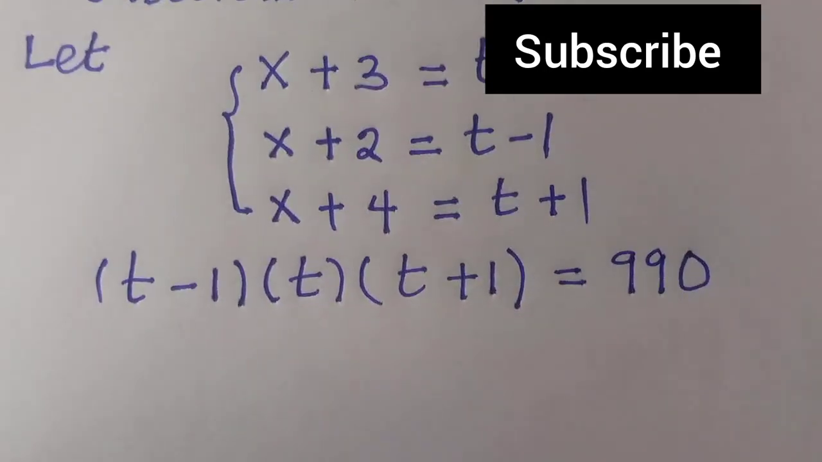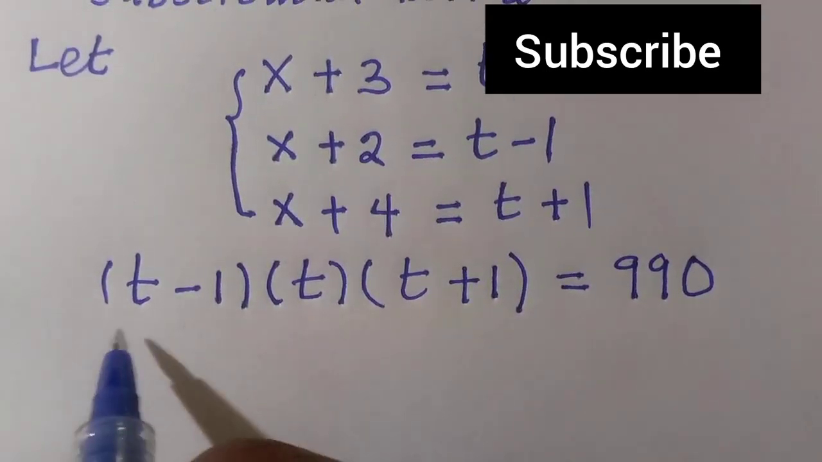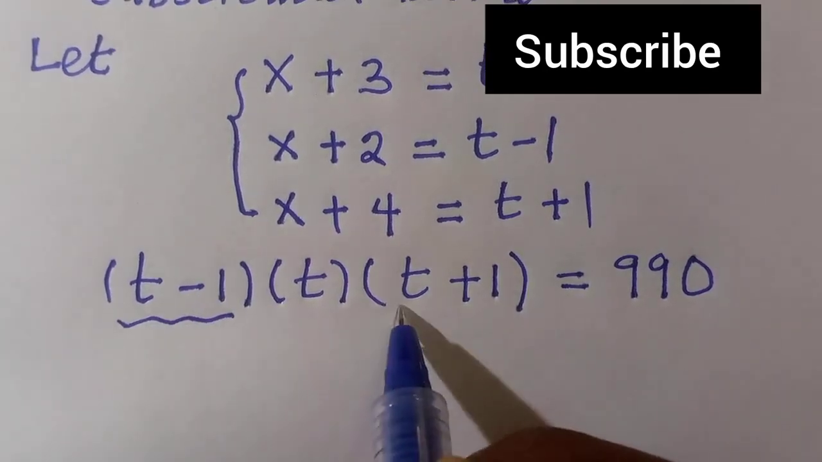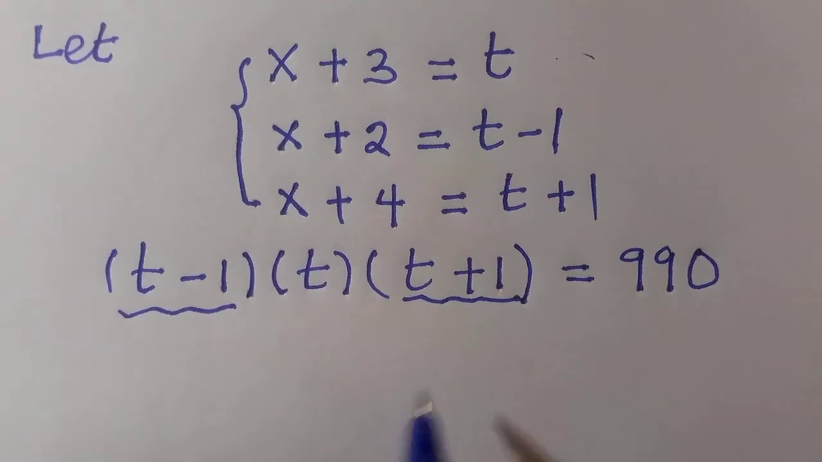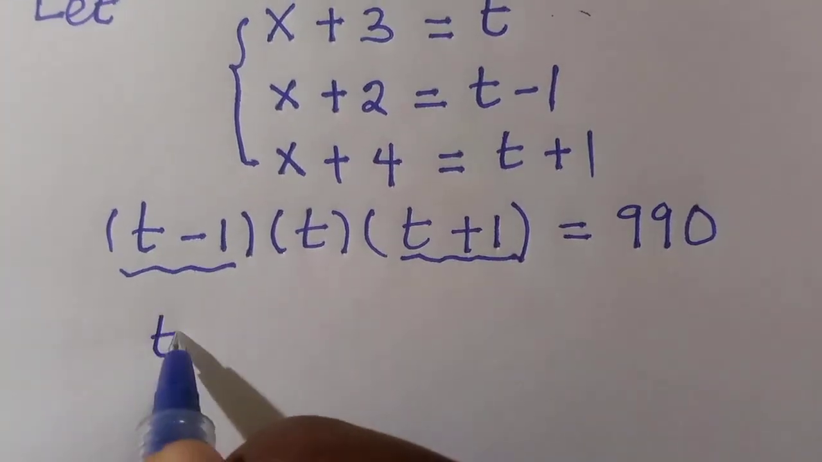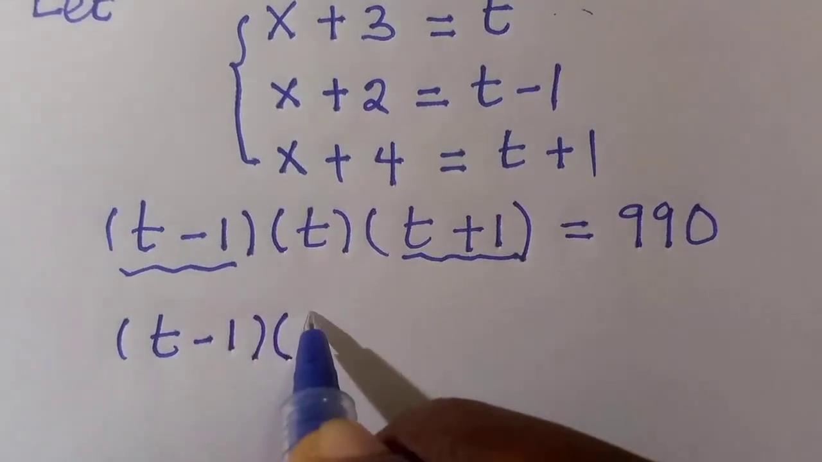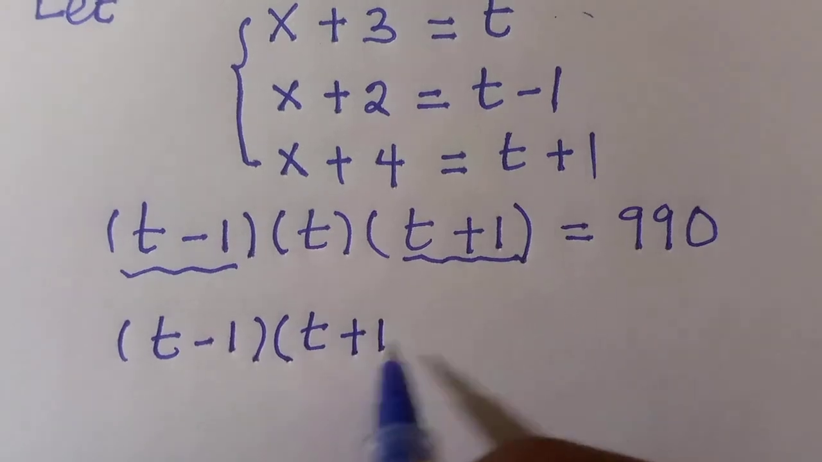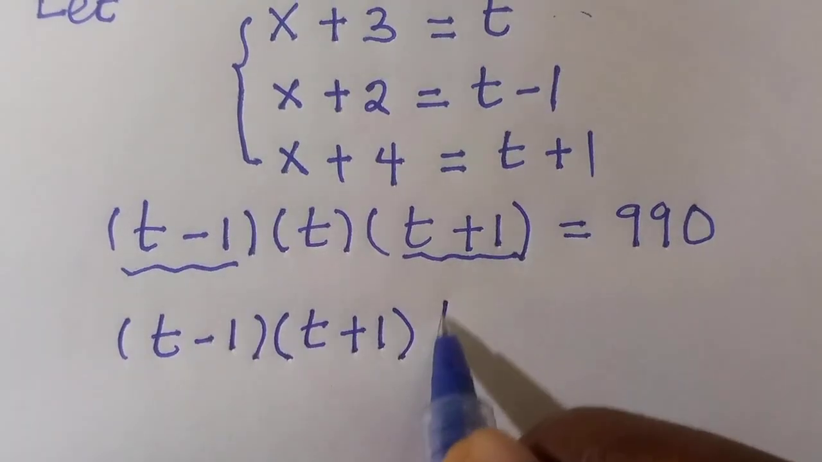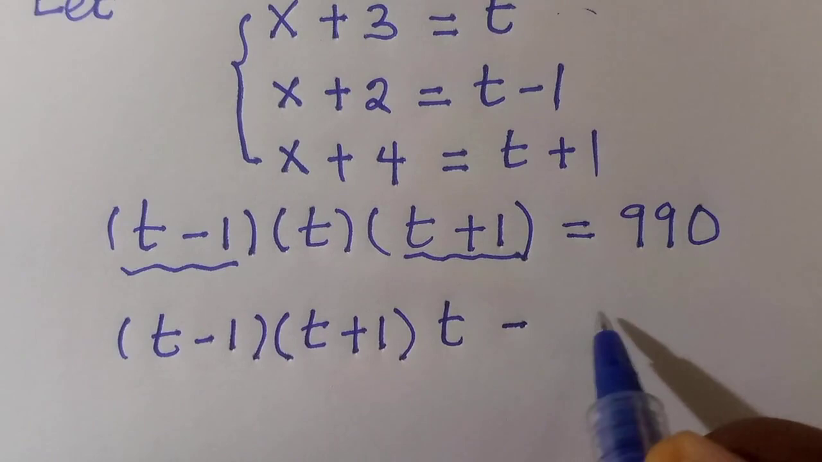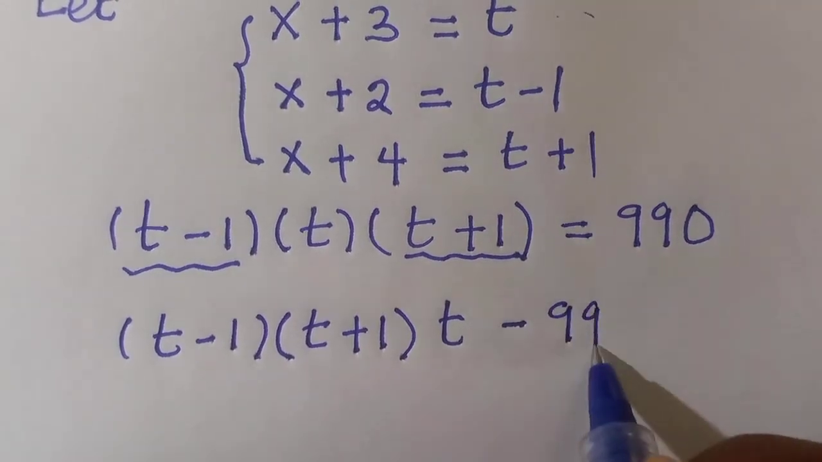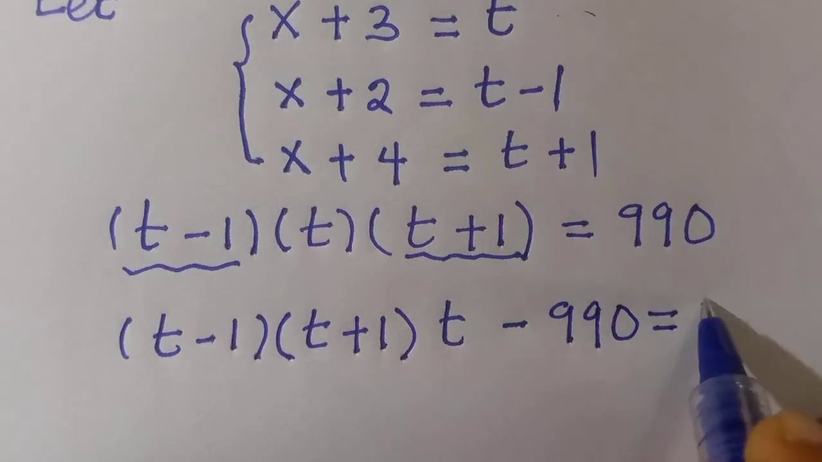So here we can place T minus 1 and T plus 1 together, as what I'm saying is the difference of two squares. But let's see how we can do that. Here we have T minus 1, T plus 1, then multiplied by T. So by taking 990 to the left hand side, we have everything equals 0.